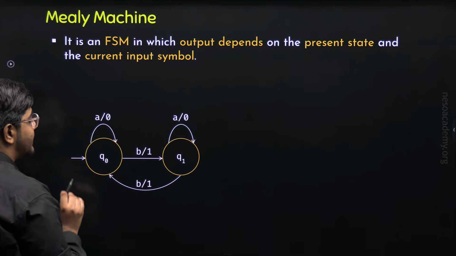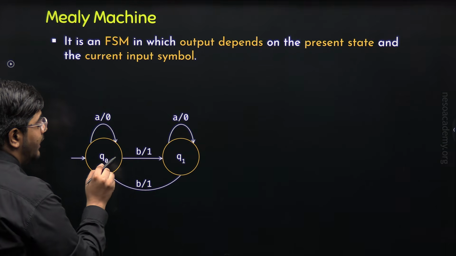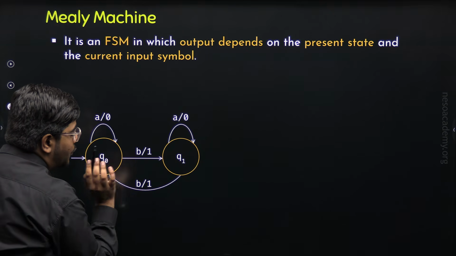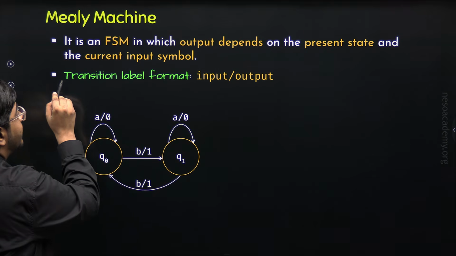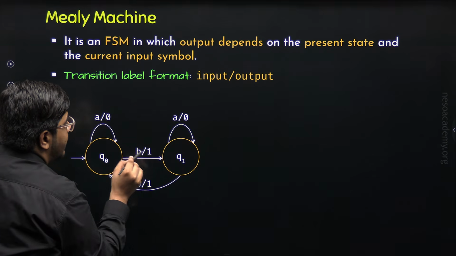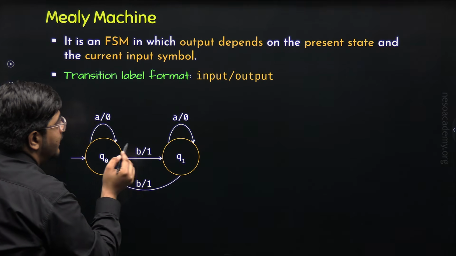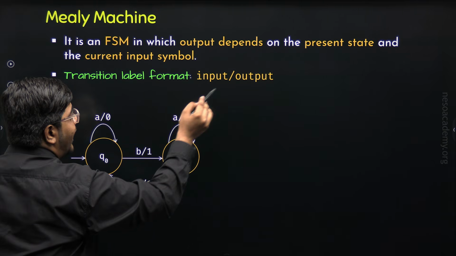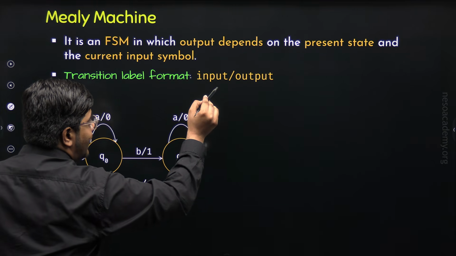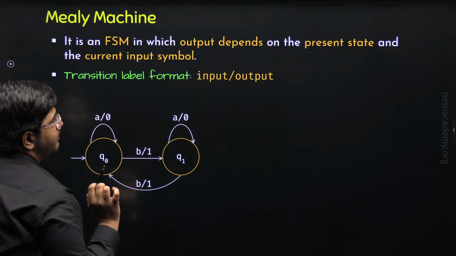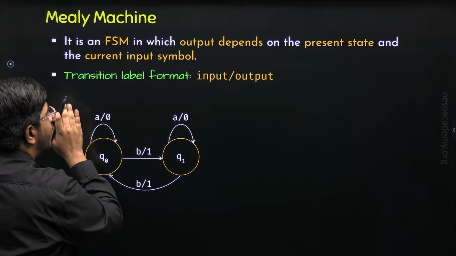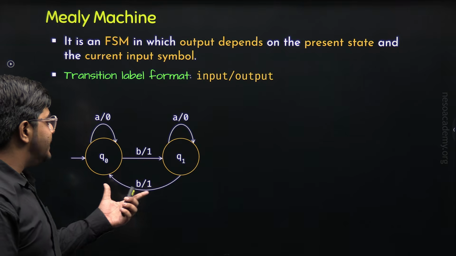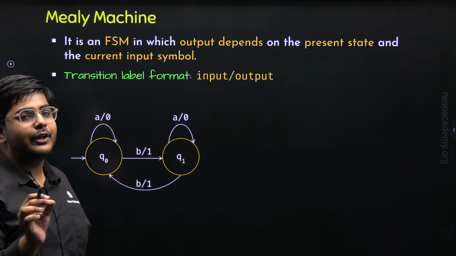Now, if you look at this diagram, you will find that on every transition, we have input/output. So we can say that this particular transition label format is input/output. That means first you will write the input symbol, then there is a slash, then you will write the output symbol. This is a particular format for transition in case of Mealy machines. I hope the transition diagram of Mealy machine is clear to you.